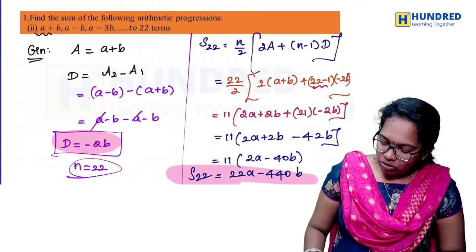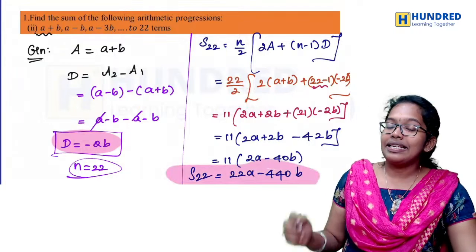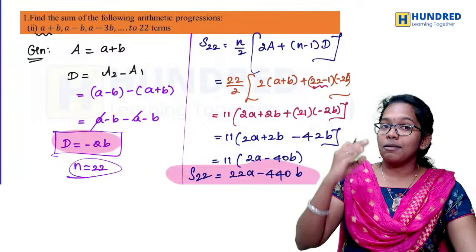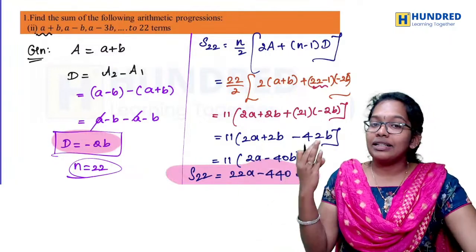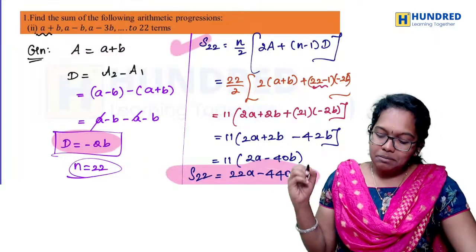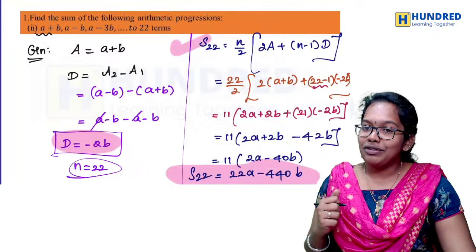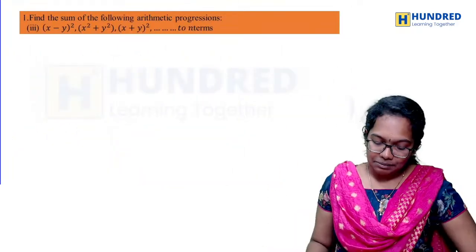That's it. Here in the question, what they have asked you is S22, that is the sum of the first 22 terms. For that the formula is n by 2 into 2a plus n minus 1 into d. So this is how we will find the answer. Now let's try another sum of the same kind.